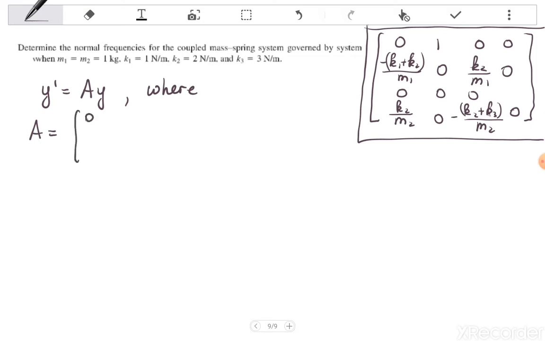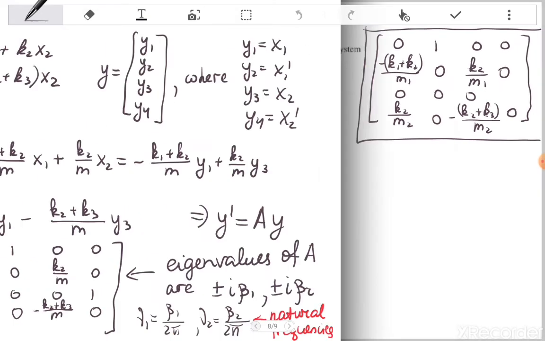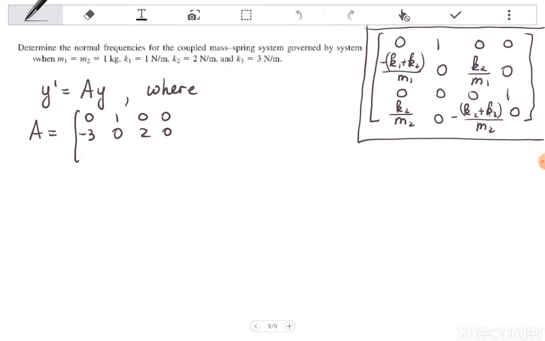so this is 0, 1, 0, 0, and M1 is 1, right? So K1 plus K2 is 1 plus 2 is 3, so minus 3 here. 0, K2 over M1, K2 is 2, 0. Sorry, it should be 1 somewhere. Yes, at the end. I just forgot to write it. So 0, 0, 0, 1. And here we have K2 over M2, again 2, 0. K2 plus K3, this is 5 with minus, and 0.